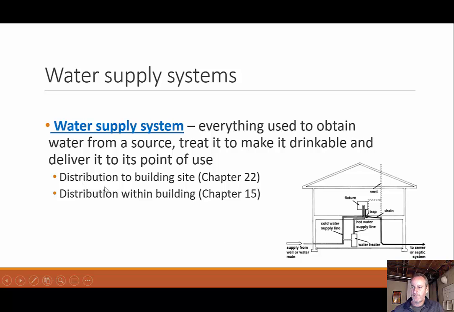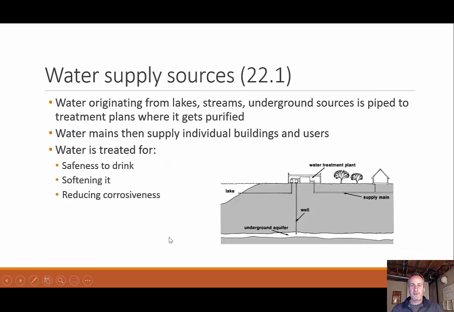Now, when we talk about distribution to the building site, away from the building, that'd be chapter 22. Within the building, that's chapter 15. So starting with 22, how do we get it from the point source to the house? Well, we're originating at something like a lake or stream or some underground sources. Do you know where your water is coming from in Fort Collins? Horsetooth Reservoir has a big piece of it, right? We're storing our water. How do we get it from Horsetooth Reservoir to our house, and how do we treat it and get it purified?